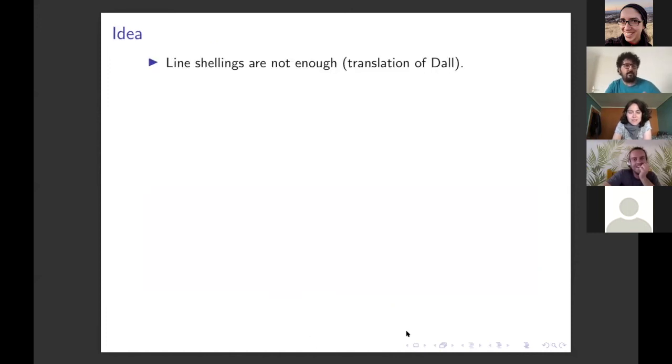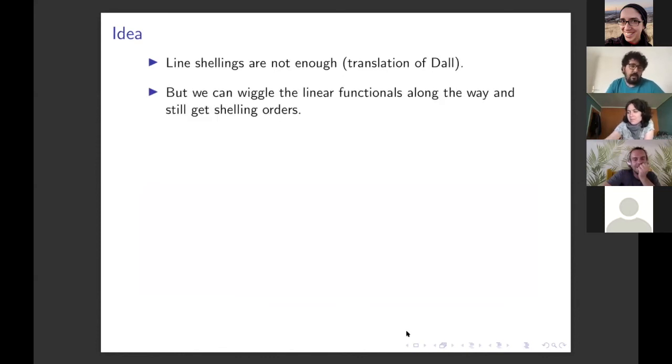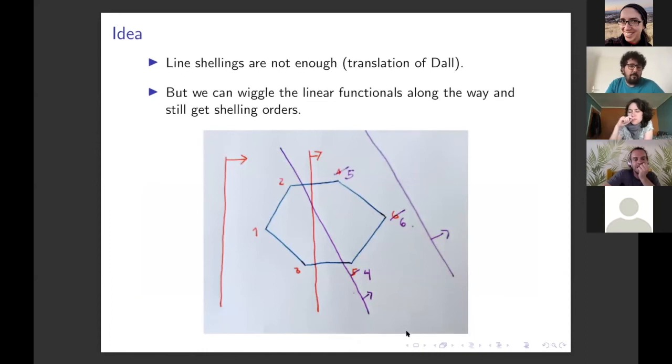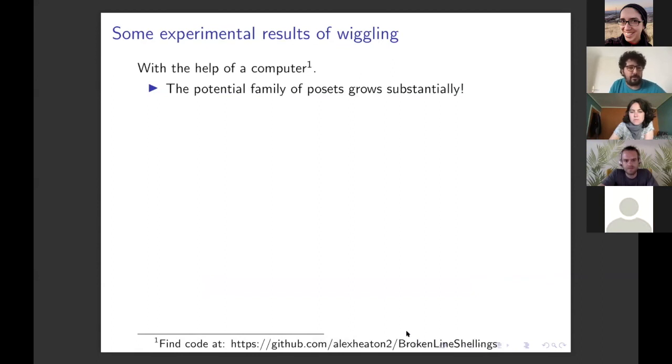So the idea is we would like to use this machinery of polytopes. If we look at line shellings or linear functionals, that's not enough, but that's a translation of the theorem of Dahl. In any case, if we want to tackle Stanley's conjecture, we can try to play the following game. You can think of this shelling as taking the polytope and sweeping it with a hyperplane. What happens if I start wiggling in the middle of the process with a different hyperplane and change the order along the way? It turns out that we did a lot of computer experiments with this, and it looks quite promising.